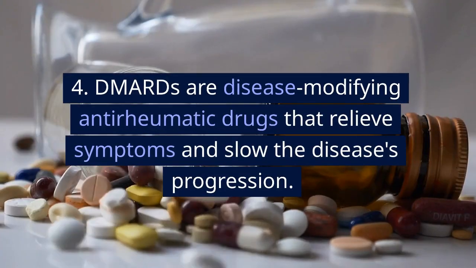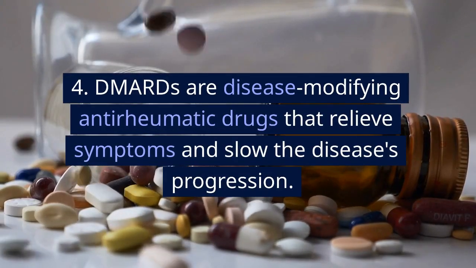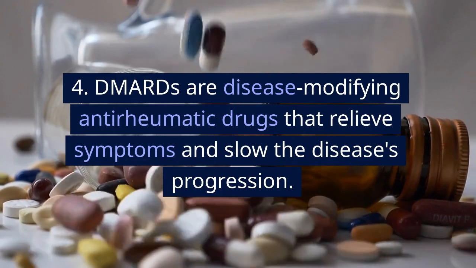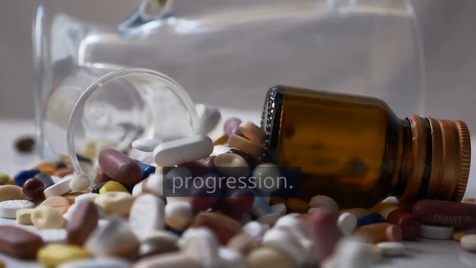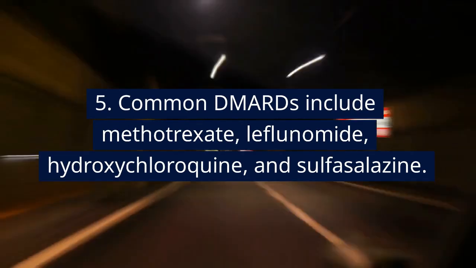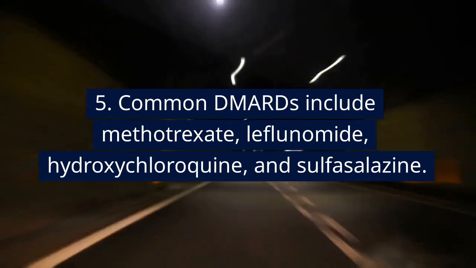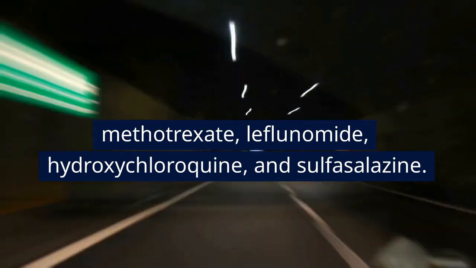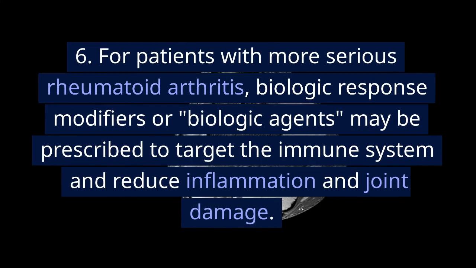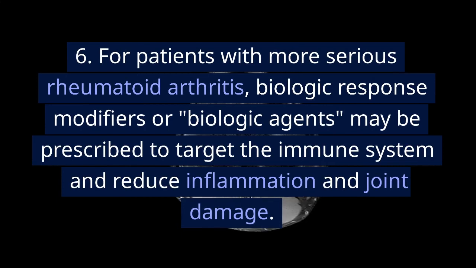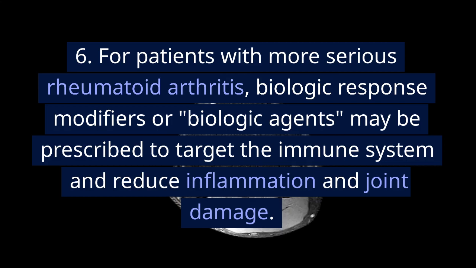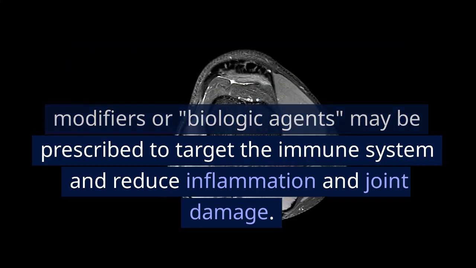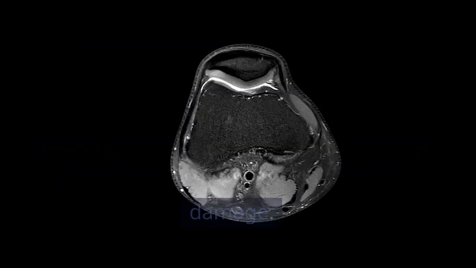DMARDs are disease-modifying antirheumatic drugs that relieve symptoms and slow the disease's progression. Common DMARDs include methotrexate, leflunomide, hydroxychloroquine, and sulfasalazine. For patients with more serious rheumatoid arthritis, biologic response modifiers or biologic agents may be prescribed to target the immune system and reduce inflammation and joint damage.